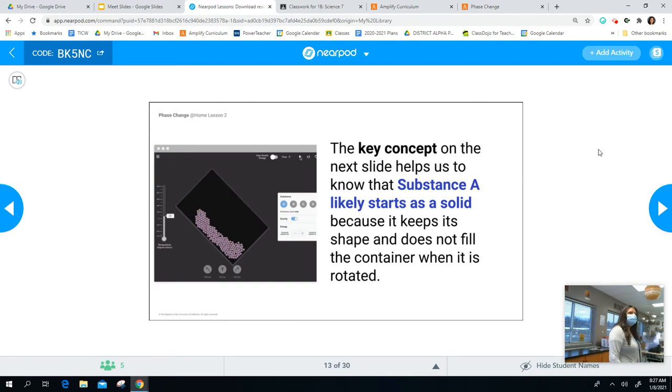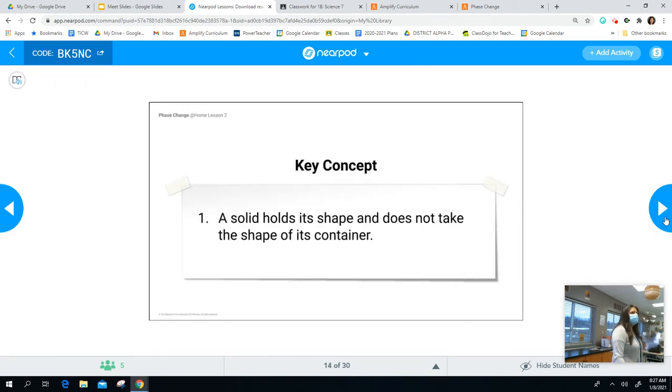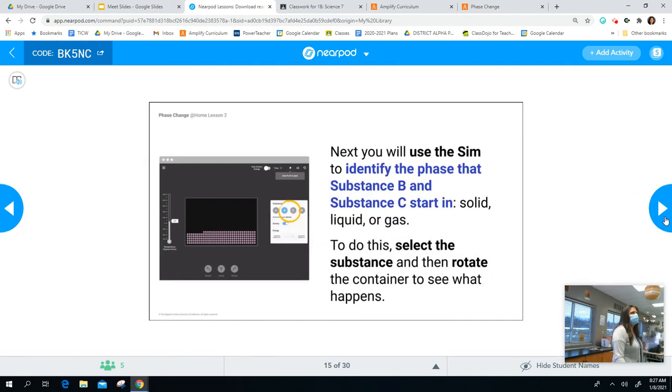So the key concept on the next slide will help us to know that substance A likely starts as a solid because it keeps its shape and does not fill the container when it's rotated. So when I rotate it, it doesn't take the shape of that container, okay? It kind of stays in its position. So a solid holds its shape and does not take the shape of its container.